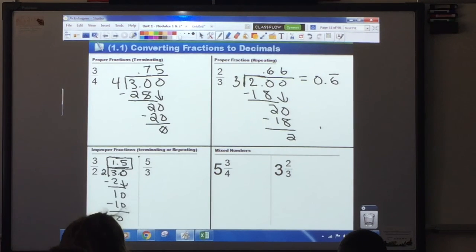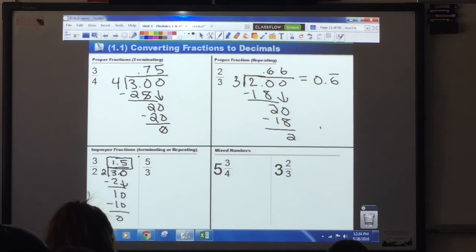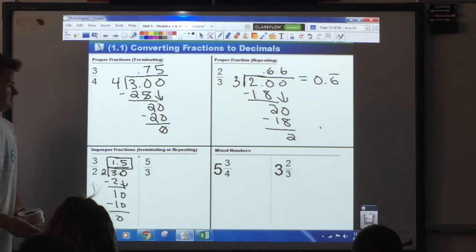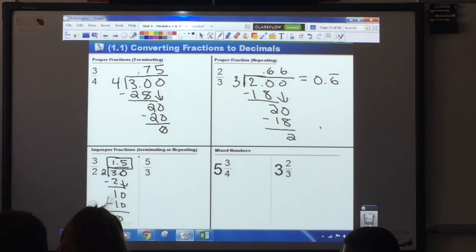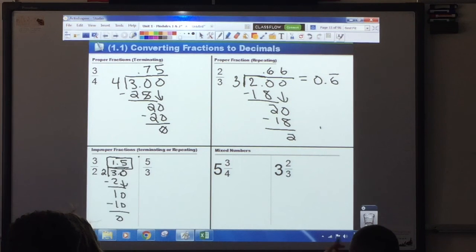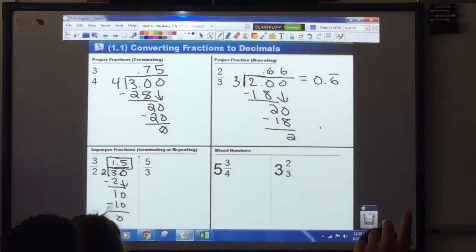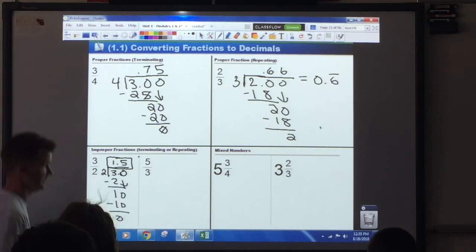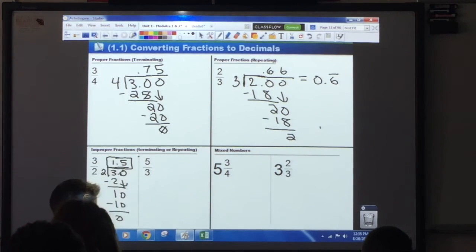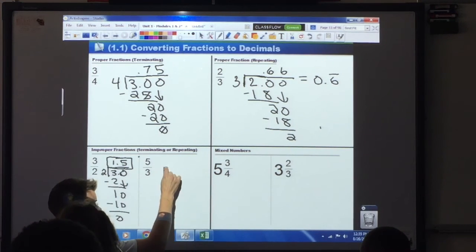Most of you know that just by looking at it, but you have to know how to do it. I'll give you a second. Now, 5 over 3. Is that going to be terminating or repeating? What do you think? Repeating. It's going to be repeating. Let's prove it.